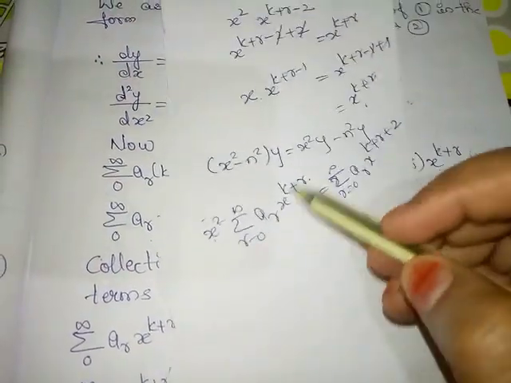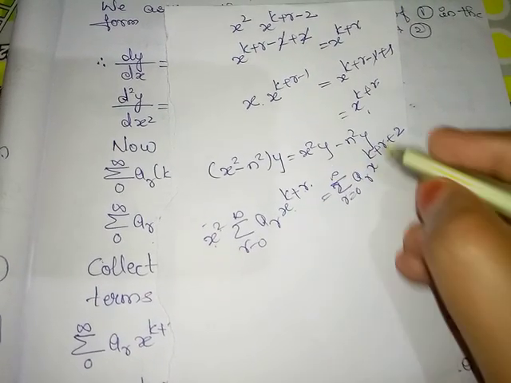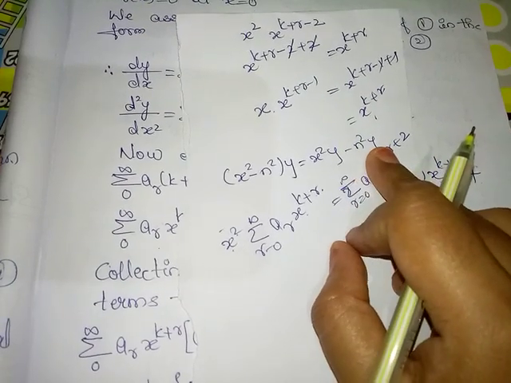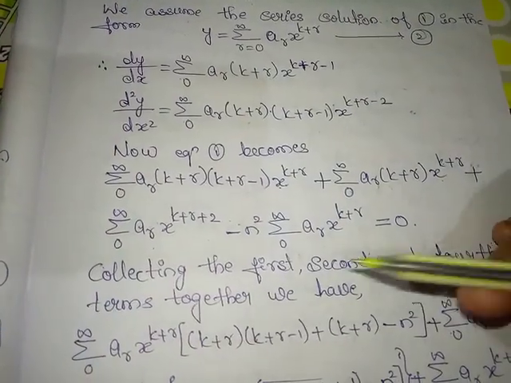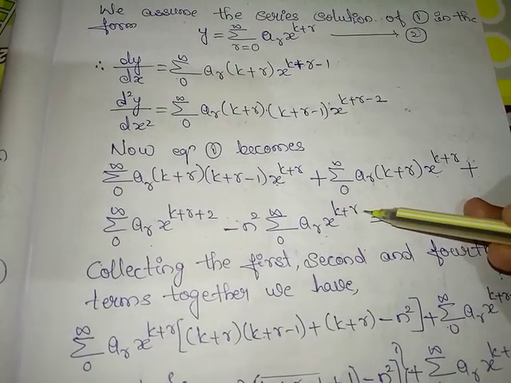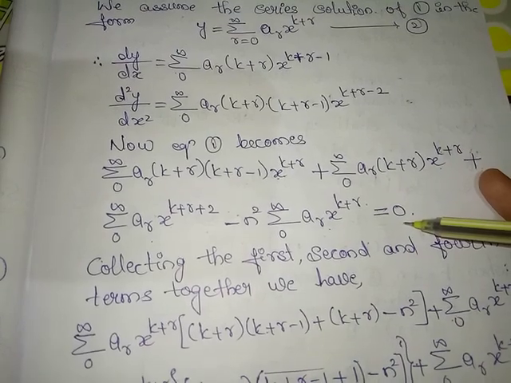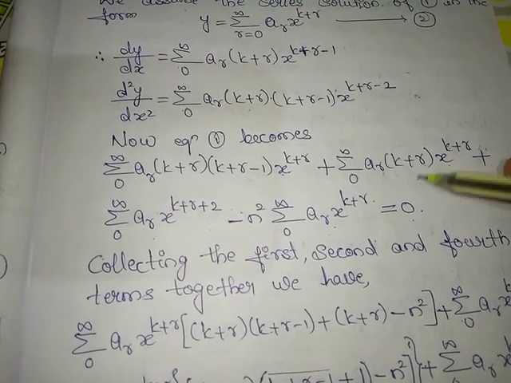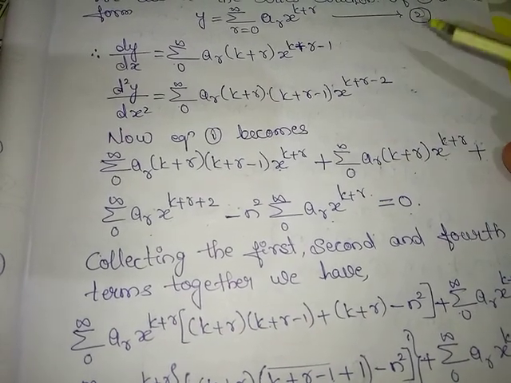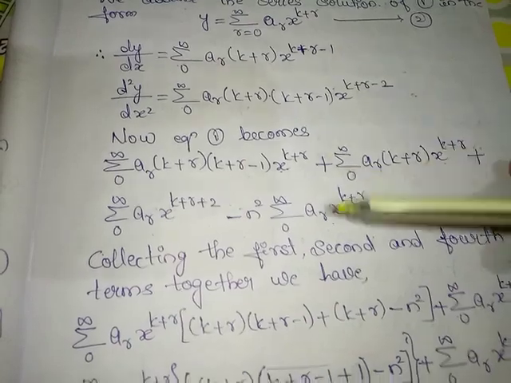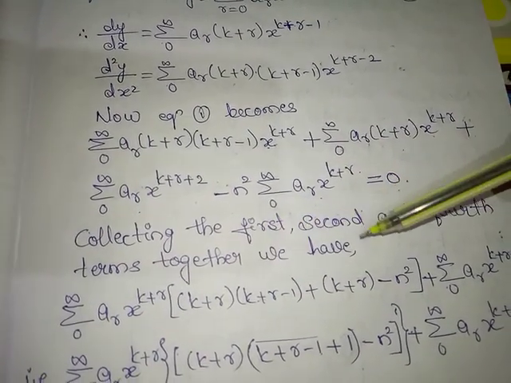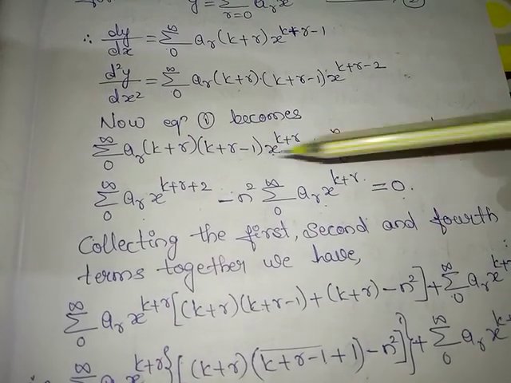The next term is what? n square minus y square. Keep minus as it is, n square as it is, and write what will be the y. See, minus n square summation r running from 0 to infinity ar x raised to k plus r, which is equal to 0. This is our equation, when we substitute the values of d square y by dx square, dy by dx along with the y.